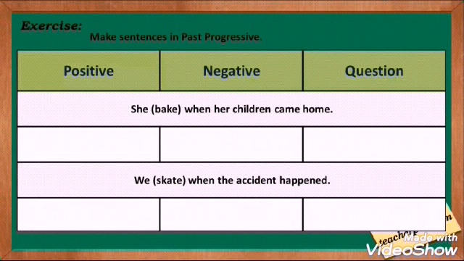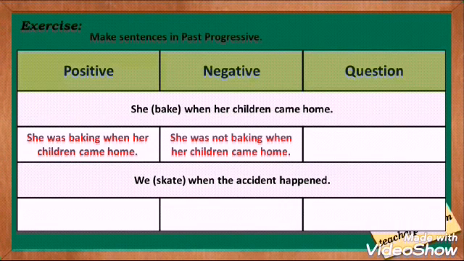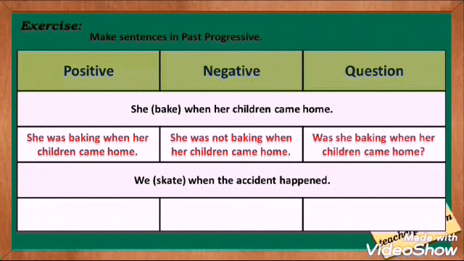She baked when her children came home. The verb is bake, so we have to change it into past continuous because it will be a long action. So, she was baking when her children came home. The negative form, she was not baking when her children came home. The question, was she baking when her children came home?